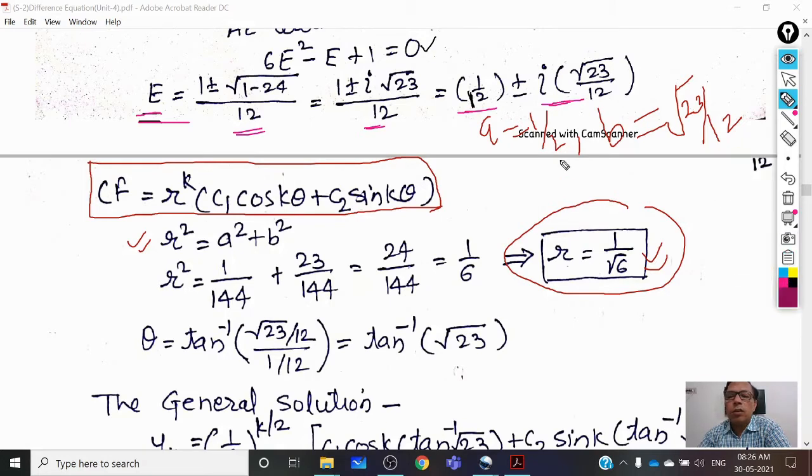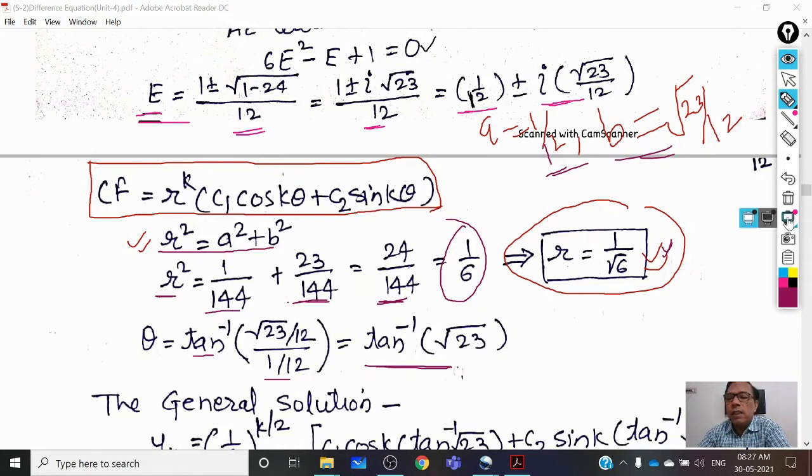So we have a = 1/12 and b = √23/12. We know that r² = a² + b². So r² = 1/144 + 23/144, and finally it will be 24/144, meaning r² = 1/6 and r = √(1/6), or we can write r = 1/√6. And θ = tan⁻¹((√23/12)/(1/12)), so finally θ = tan⁻¹(√23).